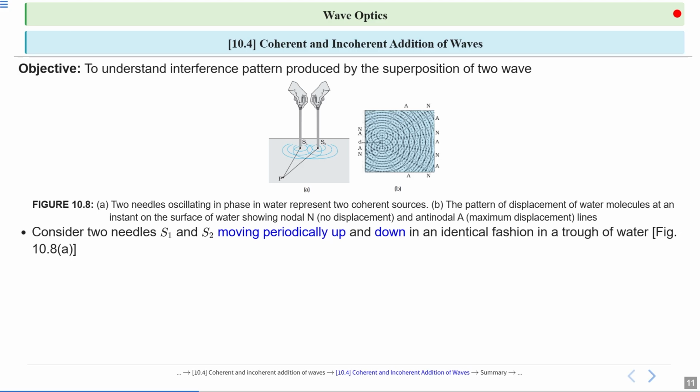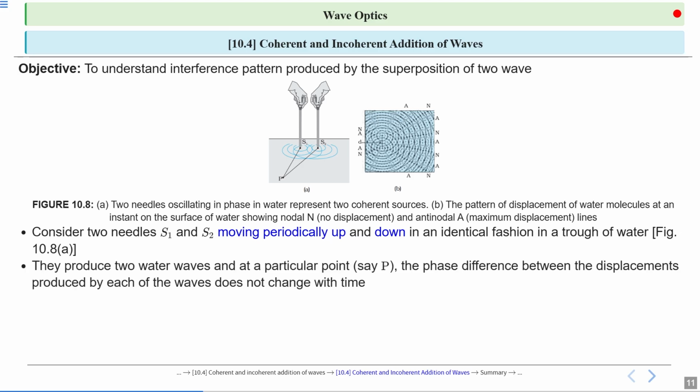So consider two needles S1 and S2 moving periodically up and down. The needle moves inside the water, and then it is taken out. Then again it is dipped in water and taken out. So it is moving periodically up and down in the trough of water.